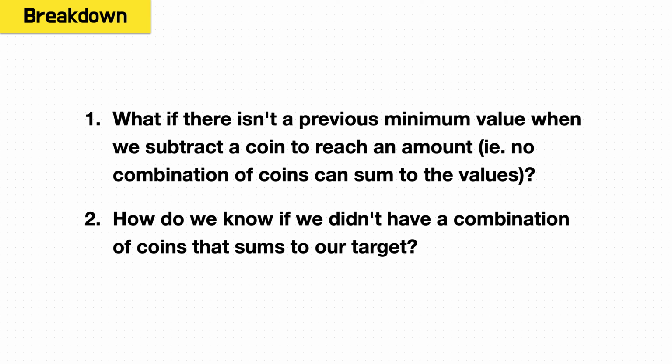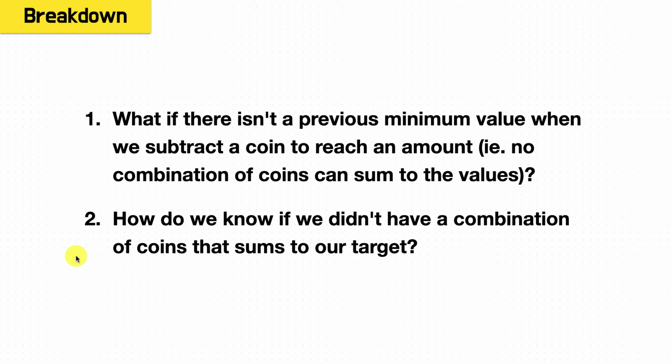That leaves us with just two open questions. The first is, what if there isn't a previous minimum or a solution to a prior subproblem when we subtract a coin to see how we can reach the current amount, or there's no combination of coins that can sum together to reach this current amount?